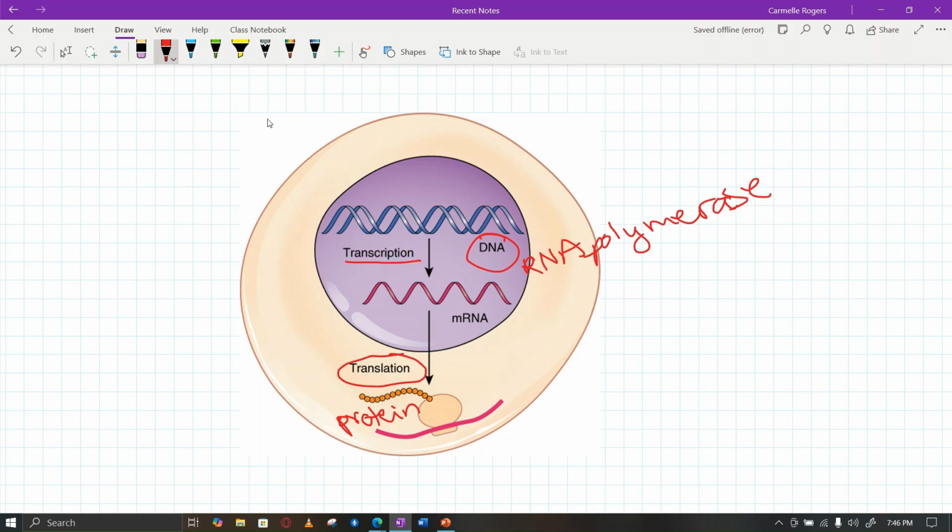Now, one way to remember the difference between transcription and translation is that transcription has a C right here, whereas translation has an L, and so C comes before L. So going from DNA to RNA is transcription, so that's the earlier process, and then RNA to protein is translation.